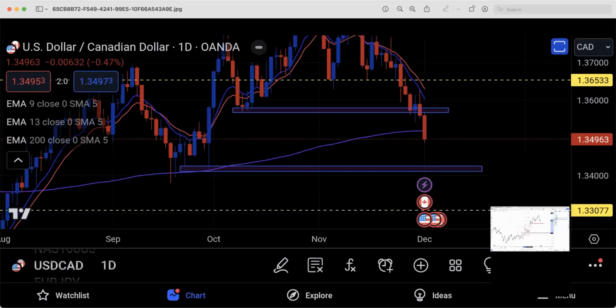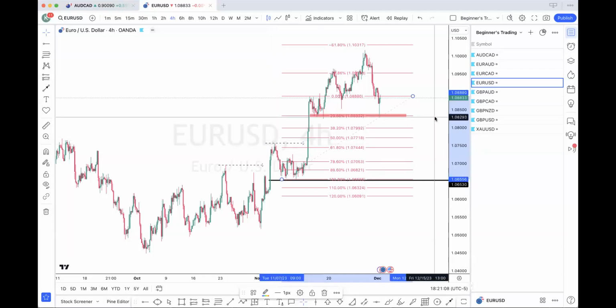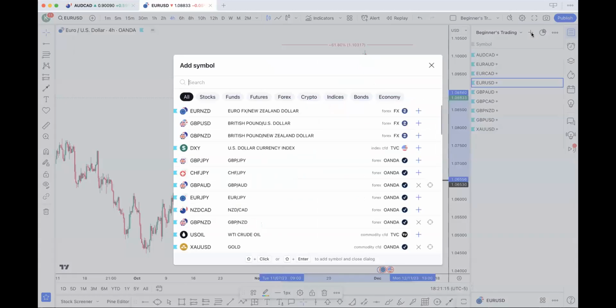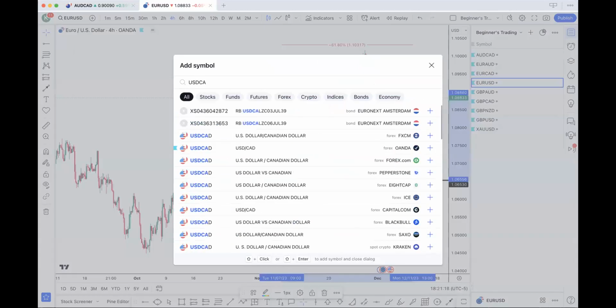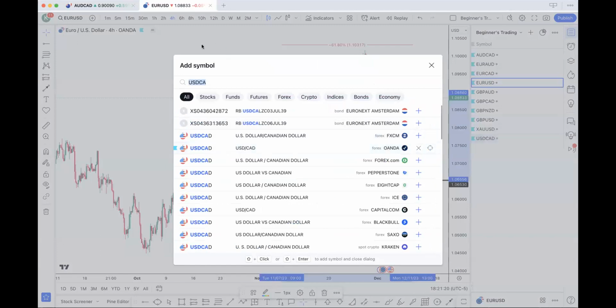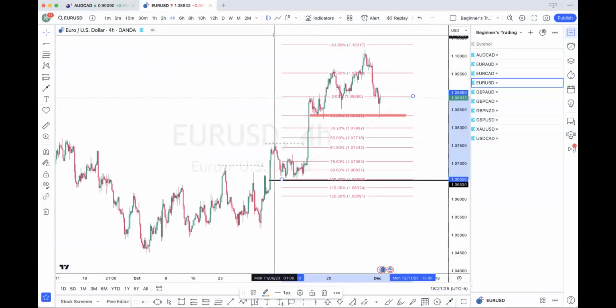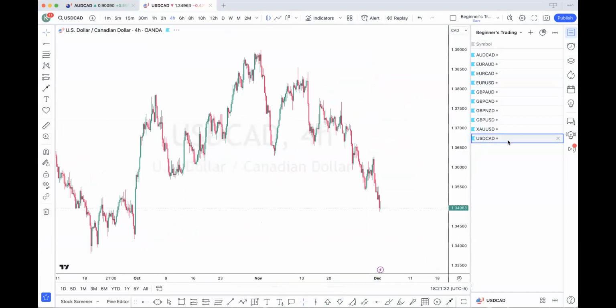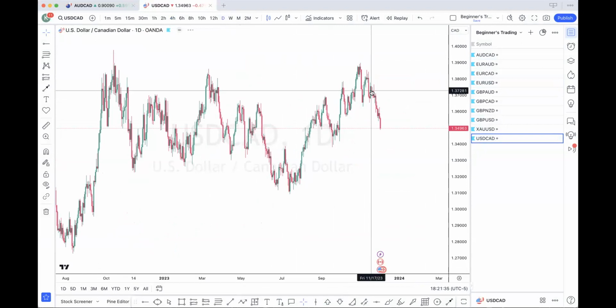This is UCAD on the daily. Hold on, I'm going to go to it. UCAD. Did I do that right? Like 134, I just measured it. 134 pips on the daily.